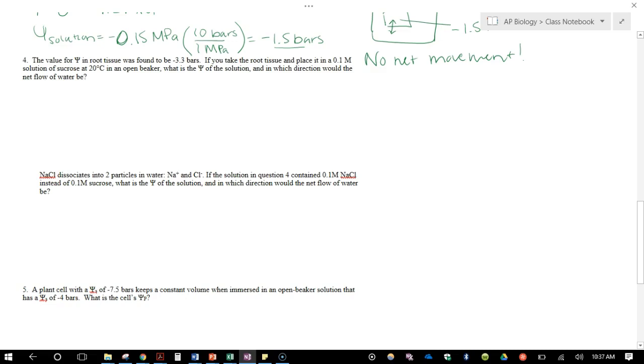So we know that our root tissue is negative 3.3. We need to figure out what our solution is. So the goal here is to figure out the water potential. Remember that the water potential of my solution is going to equal my pressure potential plus my solute potential.